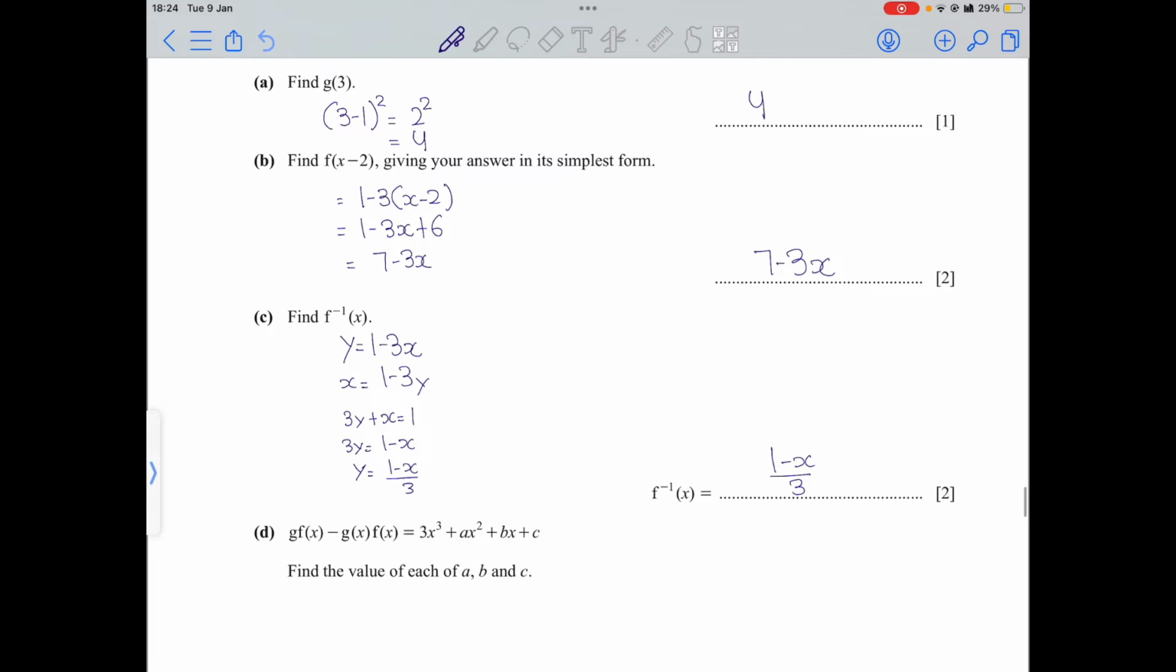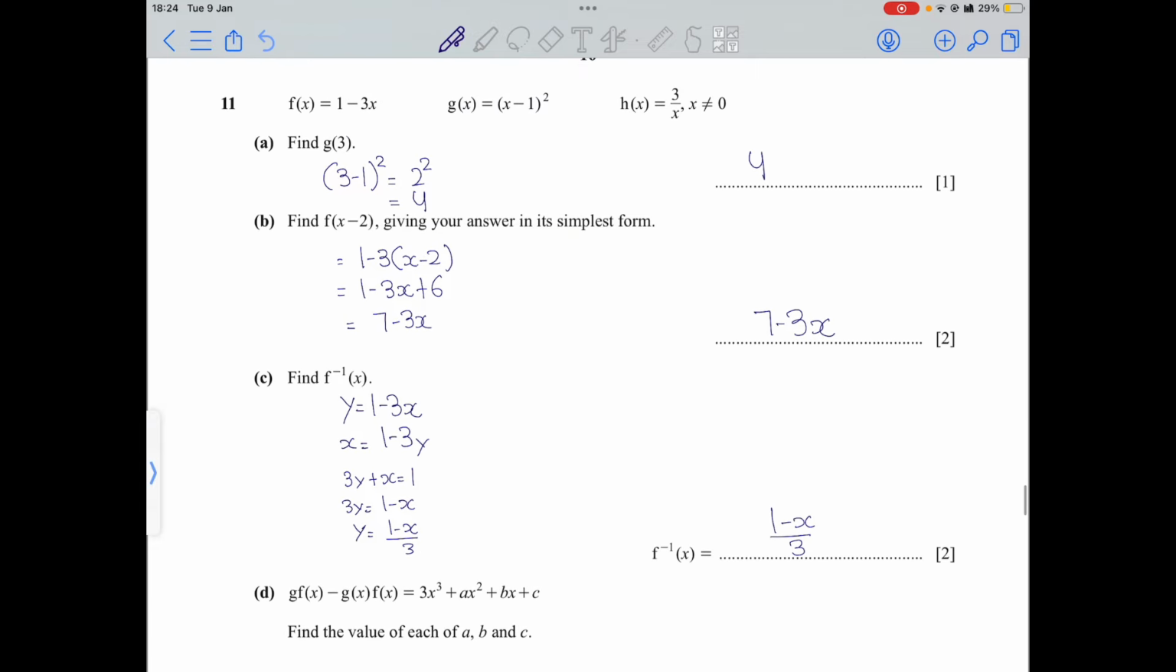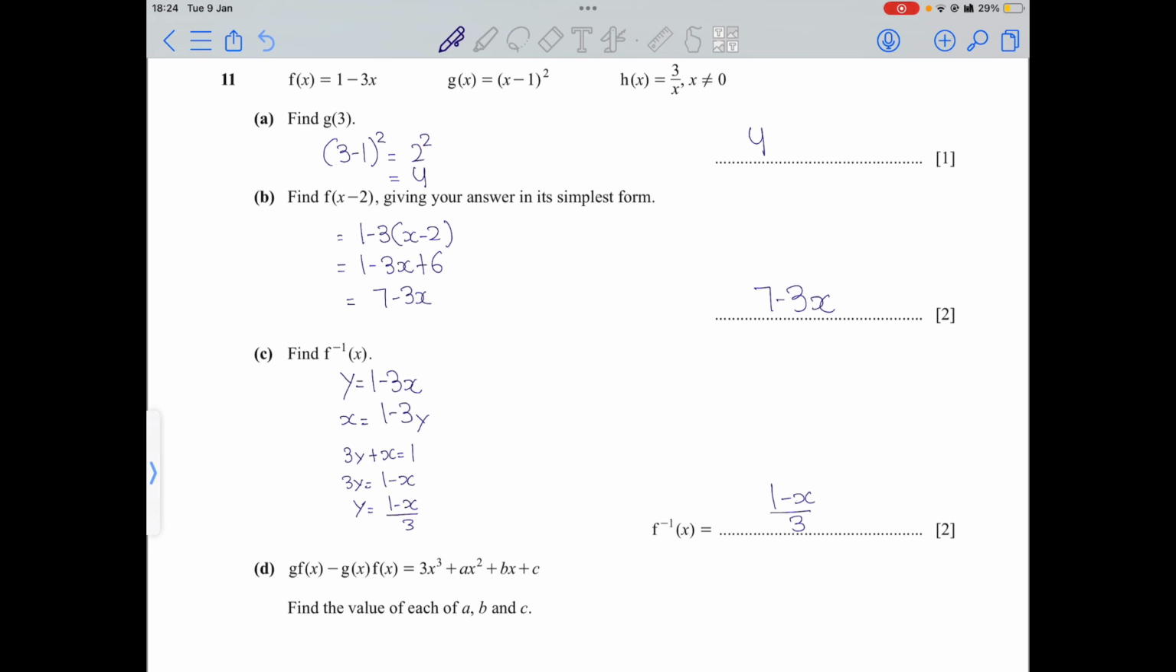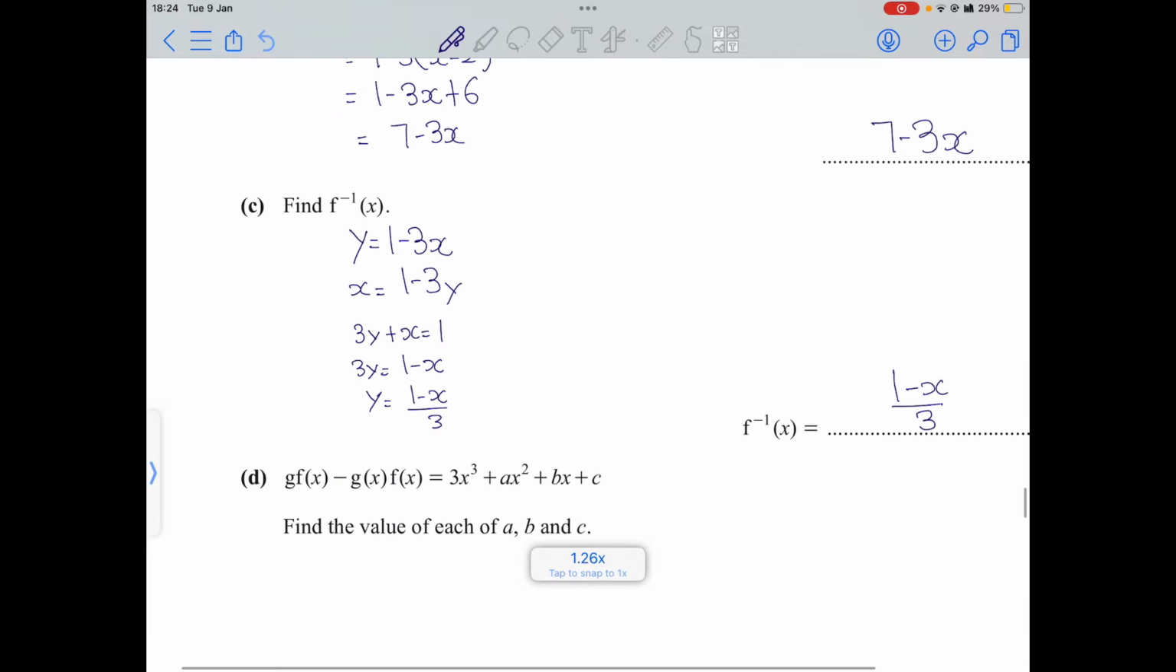g f of x minus g x of x is equal to 3x cubed plus x squared plus bx plus c. Find the value of each of them. Now what's g f of x? So basically g should be outside. Okay, now (1 minus 3x minus 1) squared.